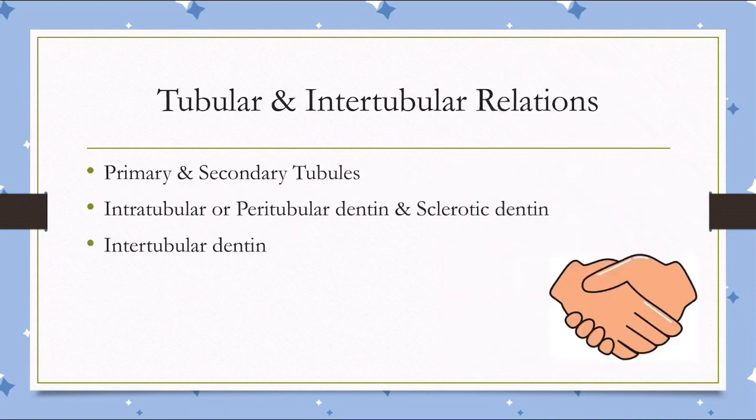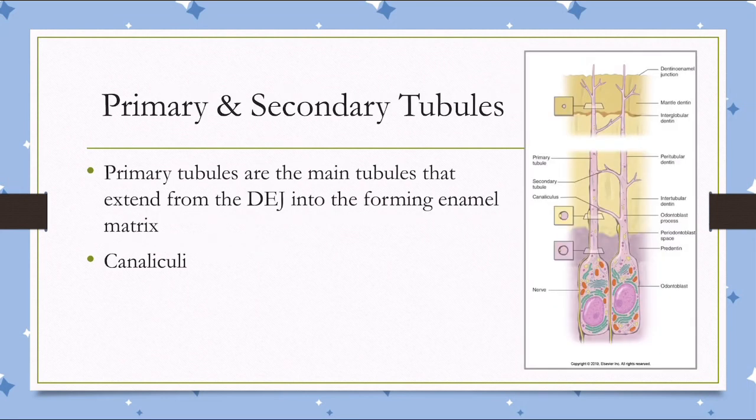We have tubular and intertubular relations, and these relations have primary and secondary tubules, peritubular or intratubular dentin and sclerotic dentin, as well as intertubular dentin. Okay, so we're going to be taking a look at primary and secondary tubules now. So primary tubules are the main tubules that extend from the DEJ into the forming enamel matrix. So if you look at the picture to the right, those are going to be your thicker branches there.